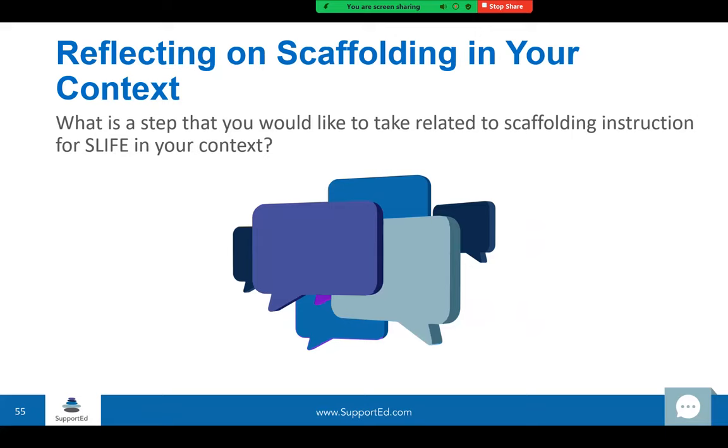All right. And scaffolding is always tough to implement, but using a lot of the steps and the tools that we have would help with that.